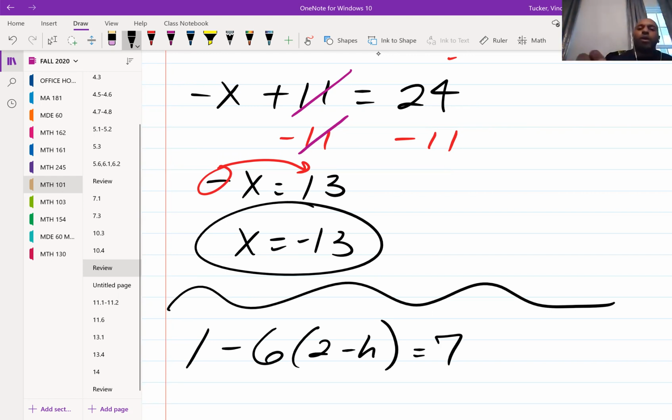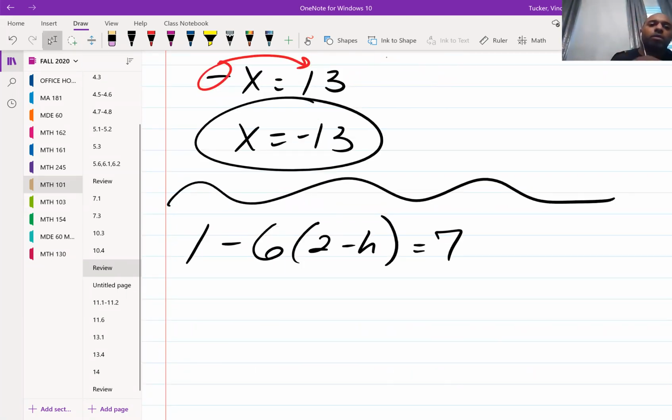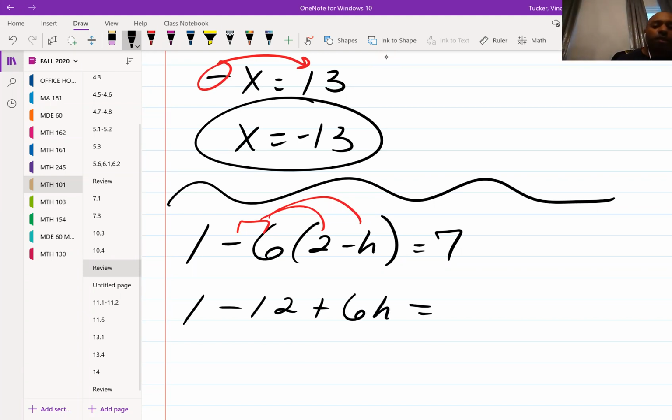All right, so here we have 1 minus 6 times the quantity 2 minus h equal to 7. Distribute negative 6 into the parentheses. 1 minus negative 12 plus 6h equal to 7. So we're distributing negative 6 into the parentheses. Combine your like terms. 1 and negative 12 will be negative 11.